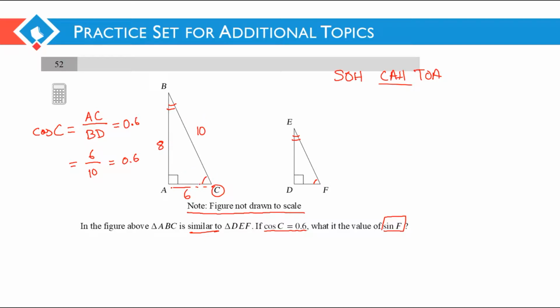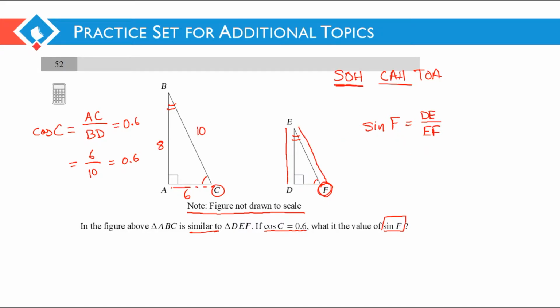Now we can go about figuring out the sine of F. In this case, it's asking us the sine of F right over here. Sine of F is going to be equal to opposite over hypotenuse. So that's going to be this side over here divided by this side over here, this hypotenuse, opposite over hypotenuse. So sine of F is going to be equal to DE over EF.